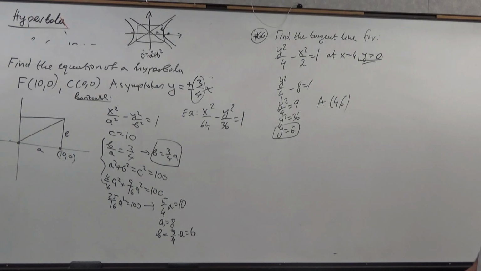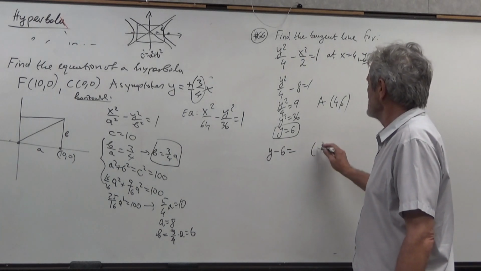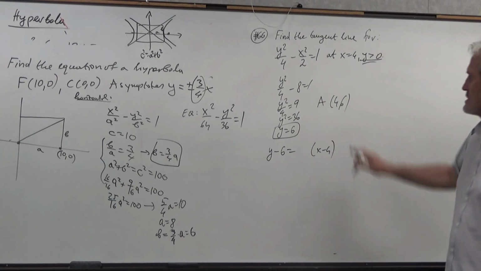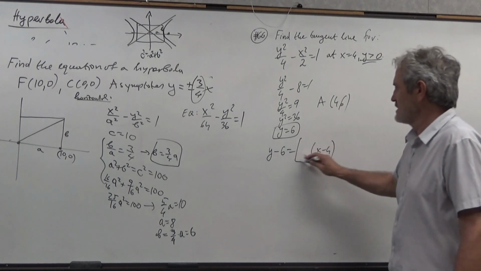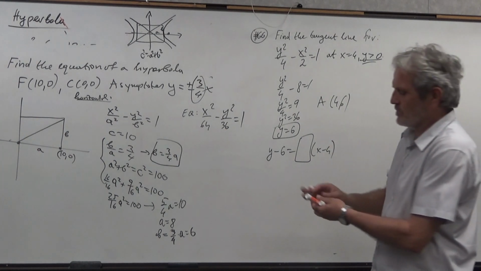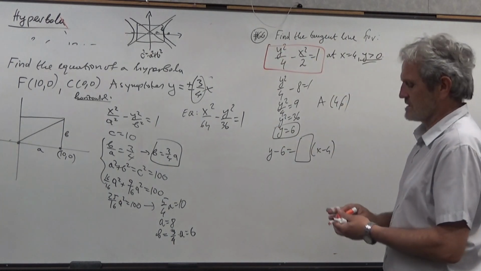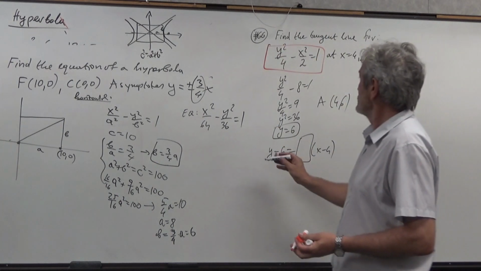And then what? Then we know that the equation is y minus 6 equals m times x minus 4. That's the point-slope formula. The only thing missing is the slope. So to get the slope, what do we do? We take our equation and differentiate implicitly.